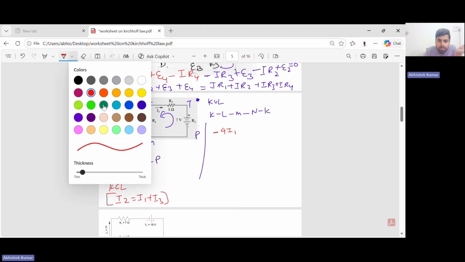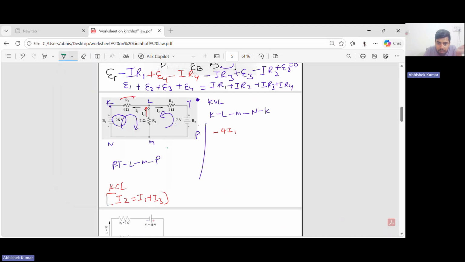Next thing, what I'm going to do here. Now we are moving from L to M. When we are moving from L to M, the current is going up, we are going downward. So what will come? Minus 2I2. Now M to N, nothing is there, 0. Now coming to this part. When we are moving in this part, we are going from where minus came first. So minus 28 is equal to 0.